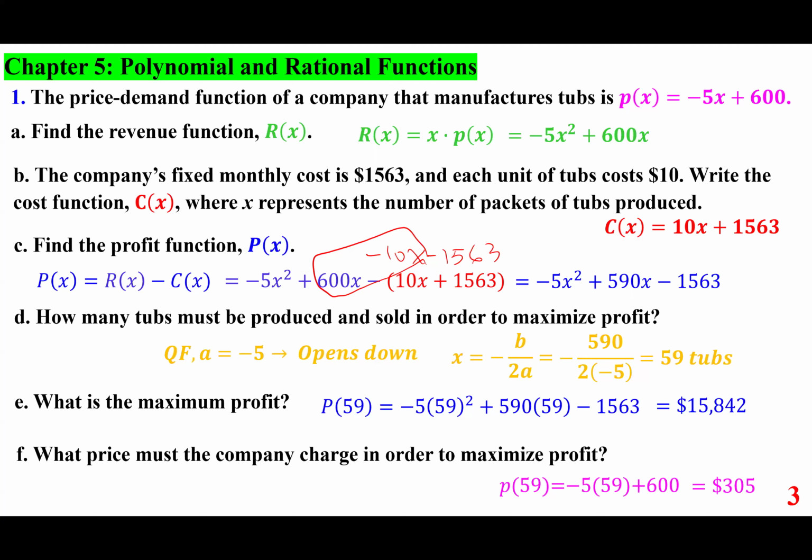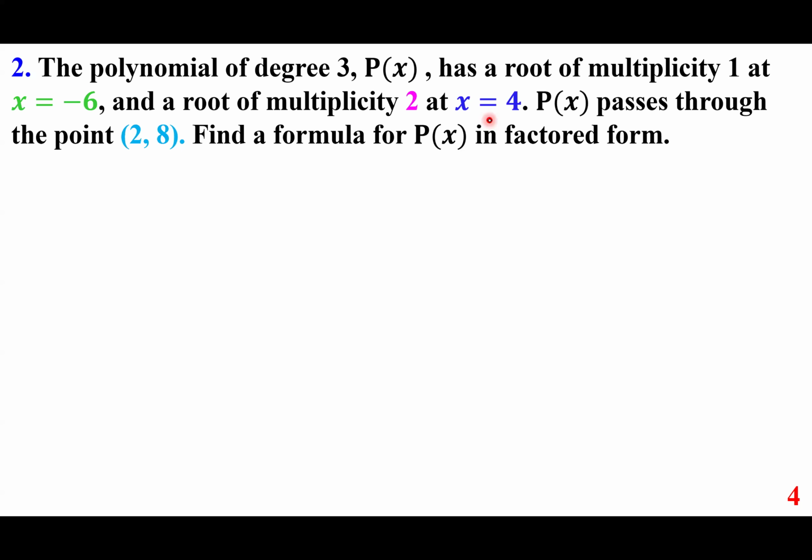The polynomial of degree 3, p of x, has a root of multiplicity 1 at x equals -6 and a root of multiplicity 2 at x equals 4. P of x passes through the point 2, 8. Here's the x coordinate, here's the y coordinate. Find a formula for P of x in factored form.